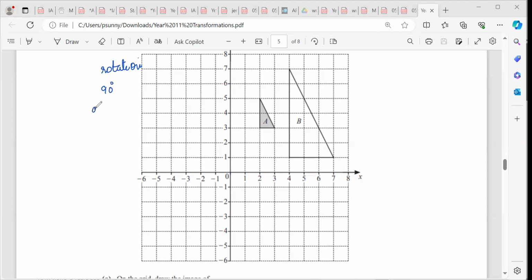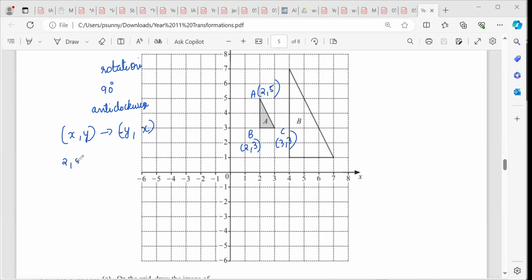90 degrees anti-clockwise or counterclockwise. Same thing, x comma y, we have to swap first of all, coordinate y comma x, and change the sign of y. So triangle A, let's take this as A, B, C, and A we know it is 2, 5, and B we know it is 2, 3, and C we know it is 3, 3.